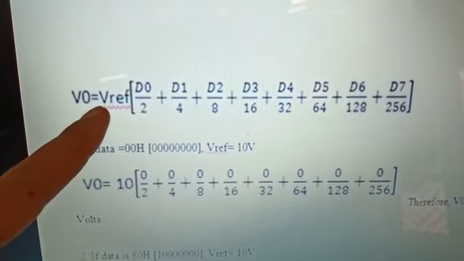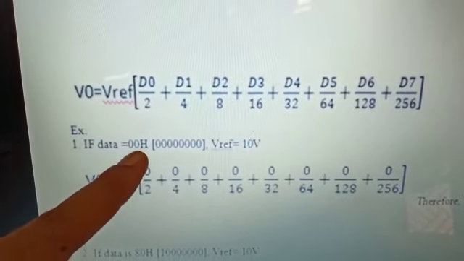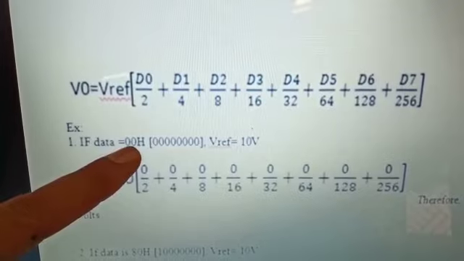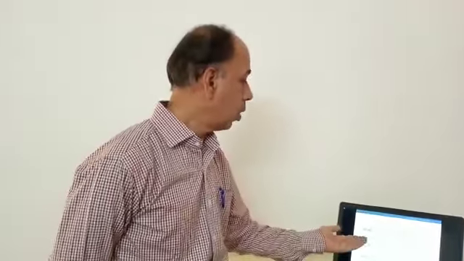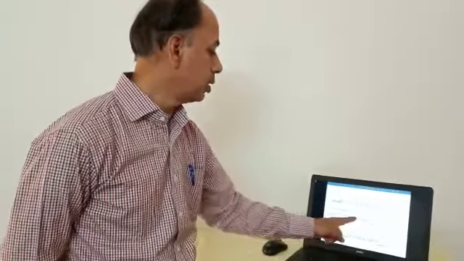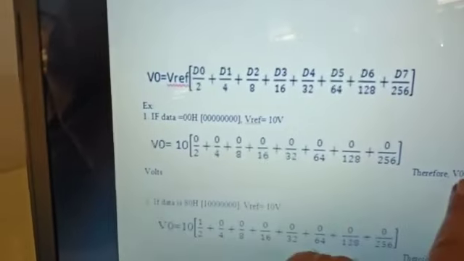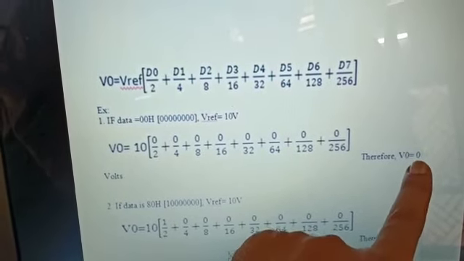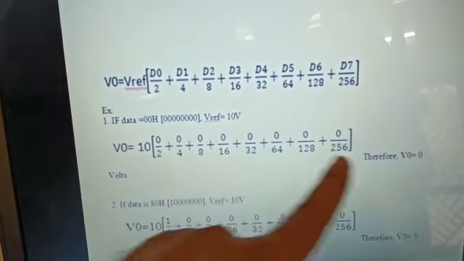So already you know the reference voltage, V reference, is 10 volt. For example, the data given is 00H. H means hexadecimal, 00. Each hexadecimal digit can be expressed as a group of 4 bits, so 0 is 0000, and again 0000. In total 8 zeros. So all the data is 0, and 0 by something is 0. 0 into 10 volt is 0. Therefore V0 is equal to 0 volt, because all the data inputs are 0, and the corresponding output is 0.